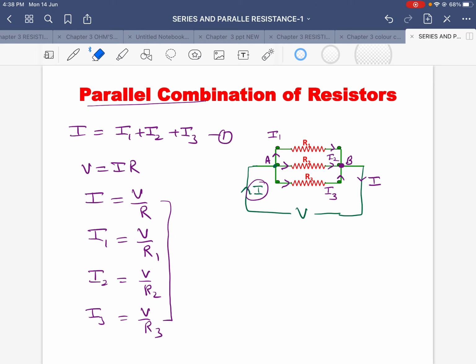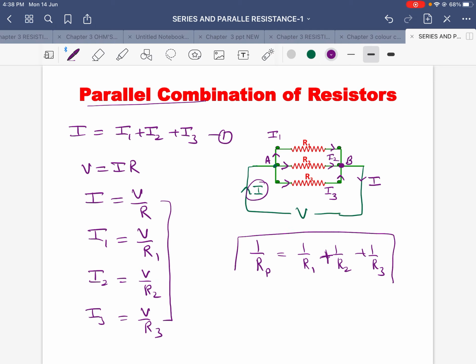We will get the formula for parallel combination of resistance, that is 1 by Rp will be equal to 1 by R1 plus 1 by R2 plus 1 by R3, that is, resistances are added by taking the reciprocal of individual resistances. This is the formula used to find the total resistance in parallel combination.